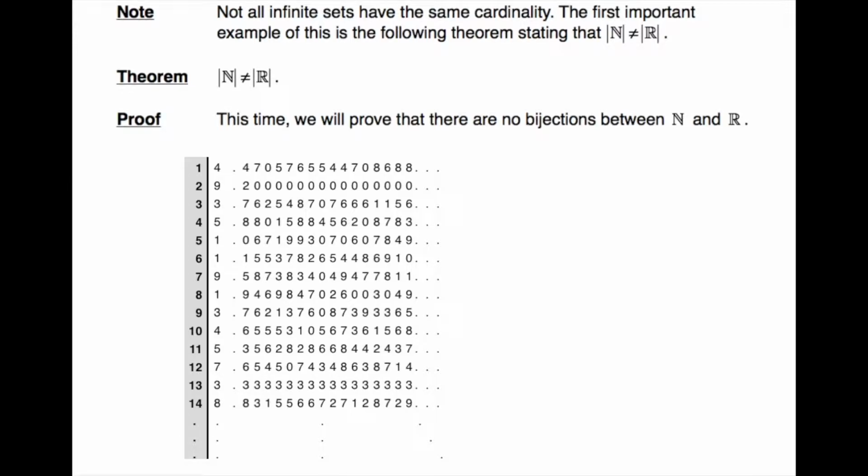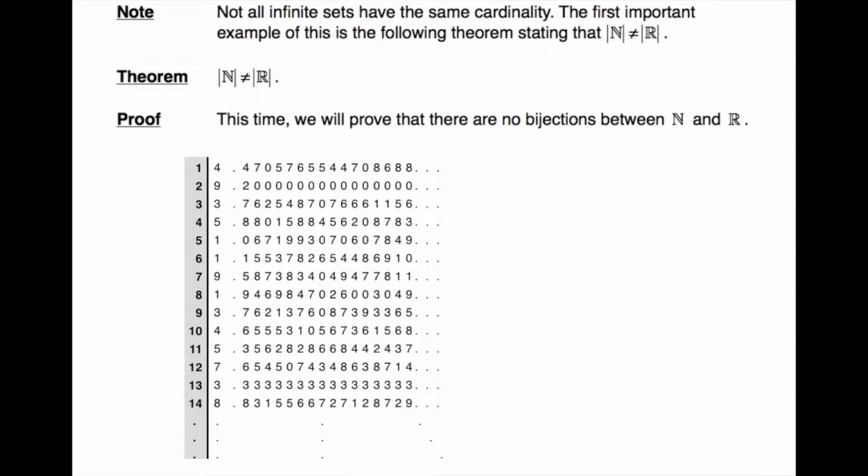So a note here, not all infinite sets have the same cardinality. The first important example of this is the following theorem stating that the cardinality of N is not equal to the cardinality of R. So this is the first and great example that there are infinite sets that are different in size, and this proof is also due to Cantor, the German mathematician who is the founder of set theory.